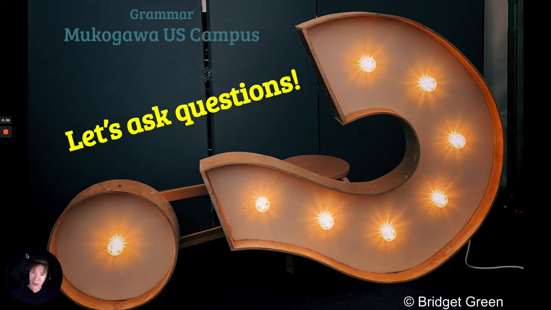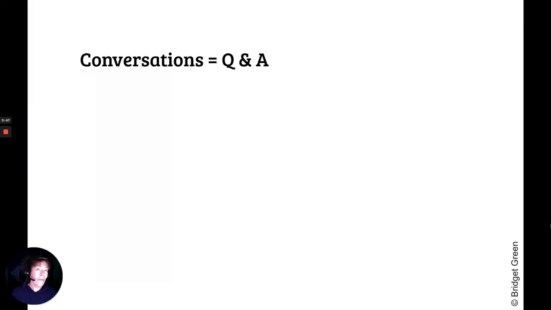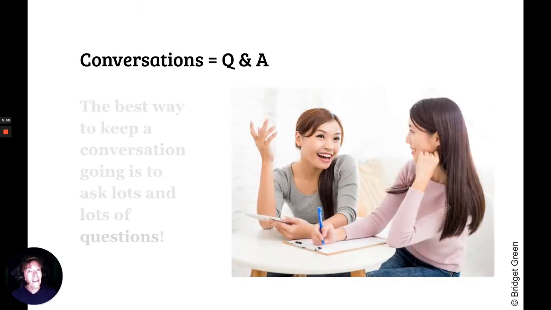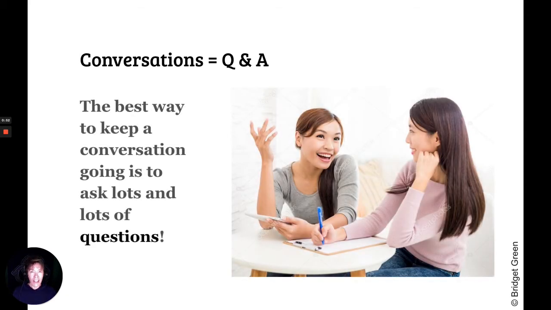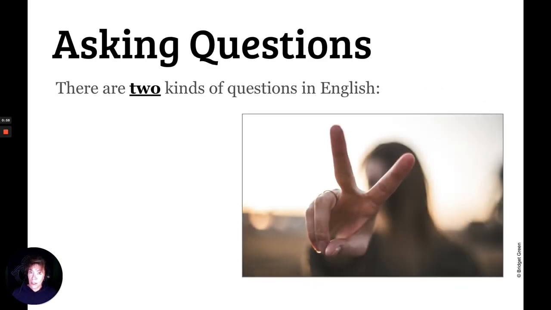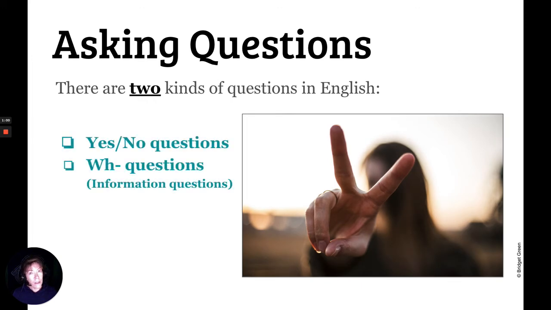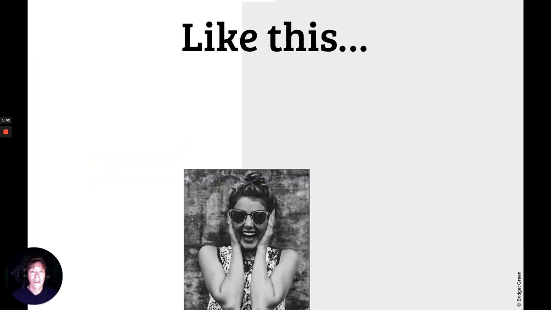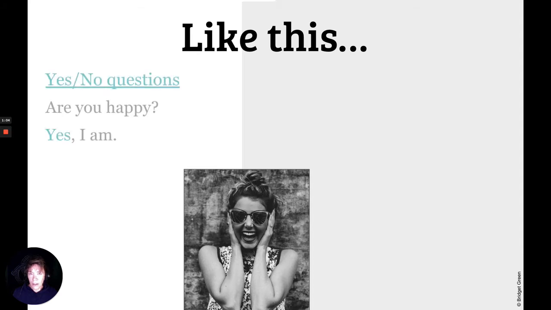Okay, here we go. The first one is let's ask questions. Questions are so important because questions are what makes a conversation. To have a good conversation, you have to ask lots and lots and lots of questions. So let's talk about how to do that. There are two kinds of questions in English. There are yes-no questions and WH questions. Here's an example of each.